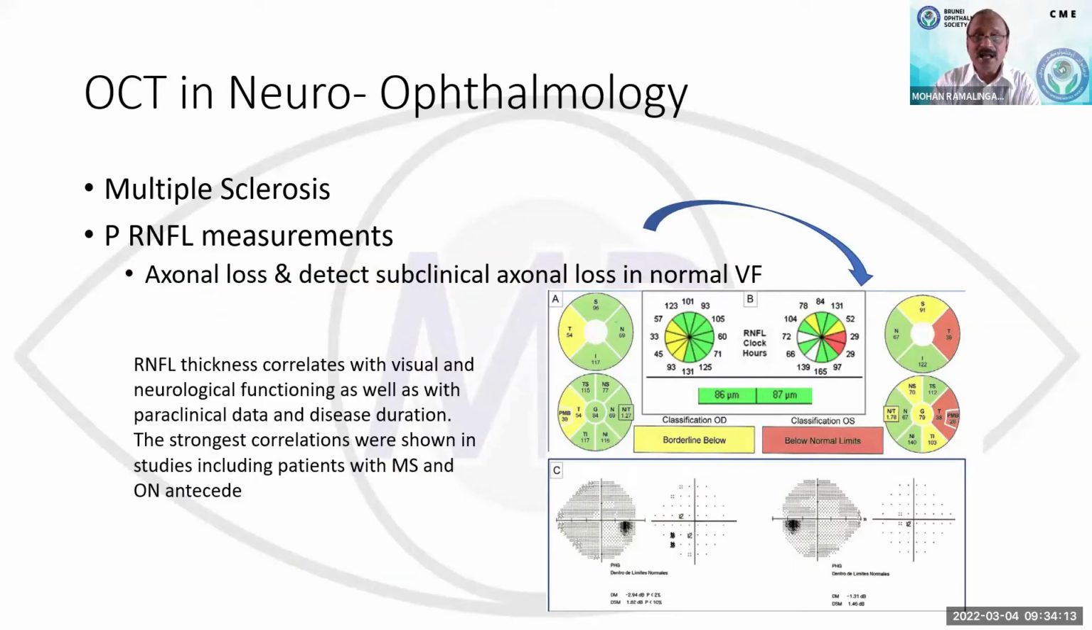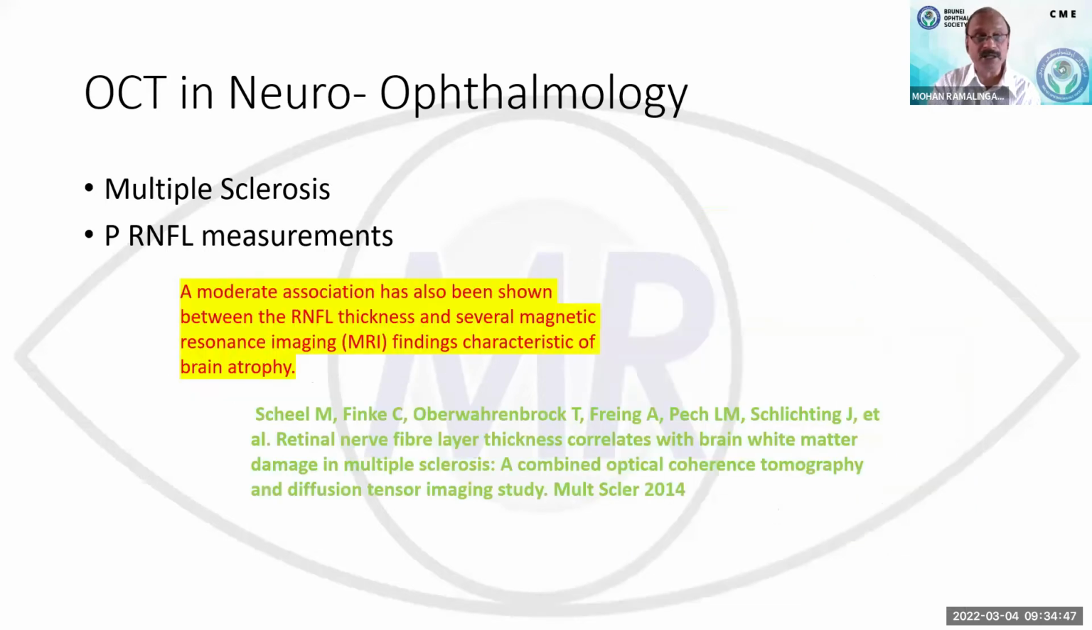Axonal loss and subclinical axonal loss are seen even in patients with normal visual fields in multiple sclerosis. The retinal nerve fiber layer thickness correlates with the neurological and visual functions. And this has been studied in various studies of multiple sclerosis and OCT. The visual fields may be normal, but retinal fiber layer thinning has been observed in the absence of clinical markers of optic neuropathy in multiple sclerosis.